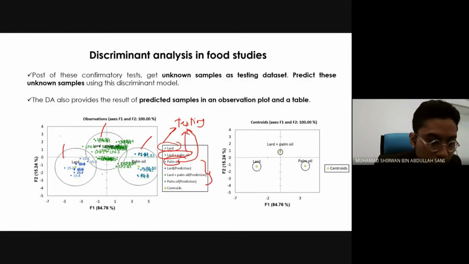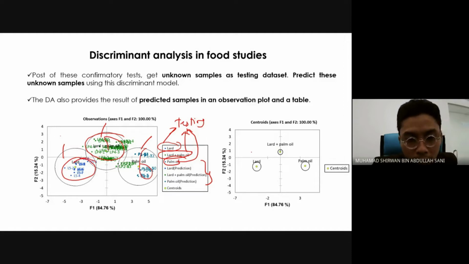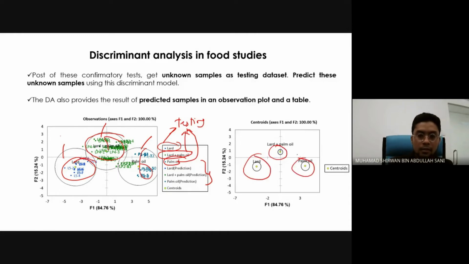Okay, so you can see sometimes they still have an overlap, but you can see the group is here, and this group is here, and then it's here. So you can see the grouping itself. If we make a simplified result, we can see lard and palm oil are in distinct places. The further apart, the better the grouping. It means they should actually be further apart.